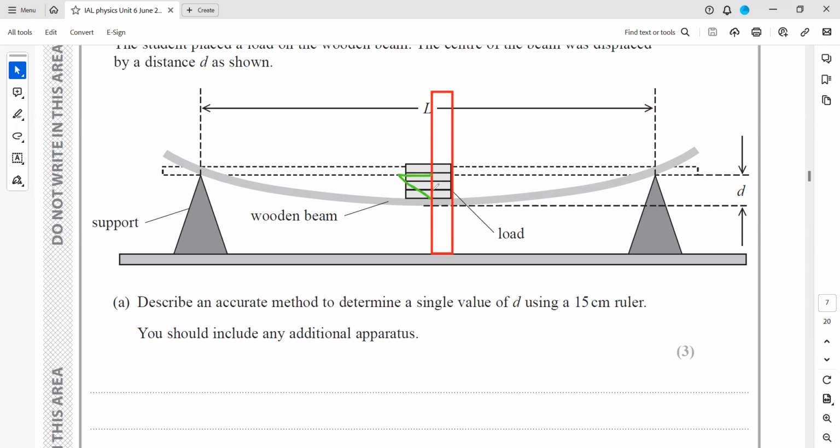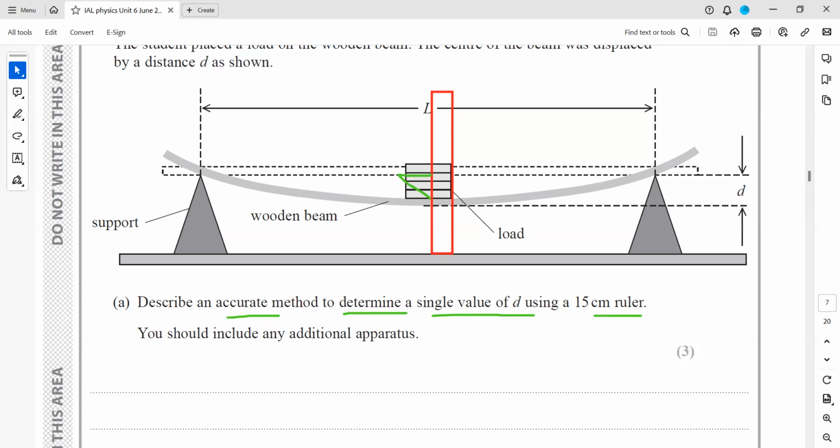We'll measure the initial reading, the starting reading before we add a load. And once we add a load, we'll measure the final reading. And we'll take the difference to know the value of d. So, describe an accurate method to determine a single value of d using a 15 centimeter ruler. So how can we determine it?